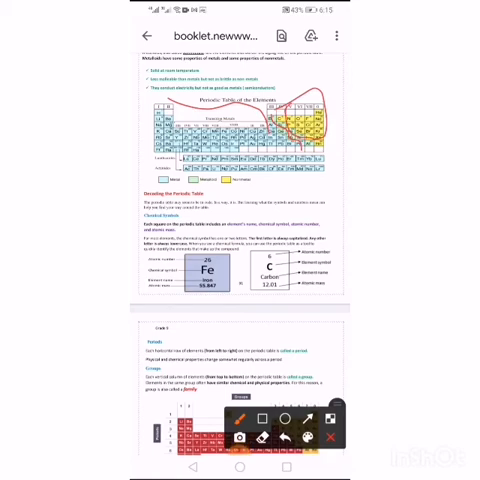Decoding the periodic table. The periodic table may seem to be in code in the way it is put together. Learning what the symbols and numbers mean can help you find your way around the table. Each square in the periodic table includes the element's name, chemical symbol, atomic number, and atomic mass.